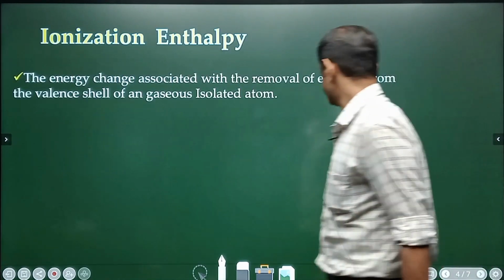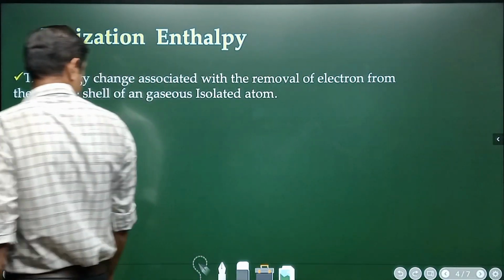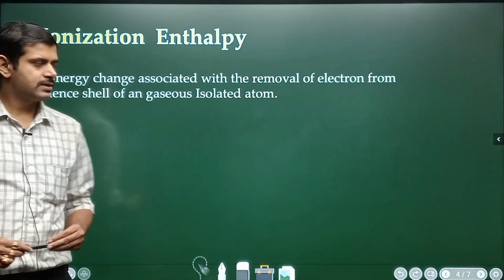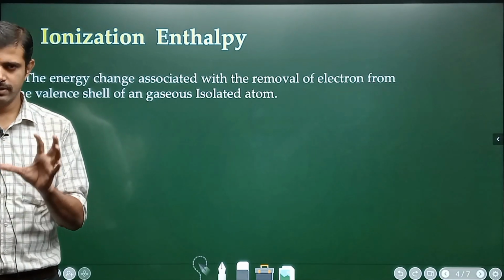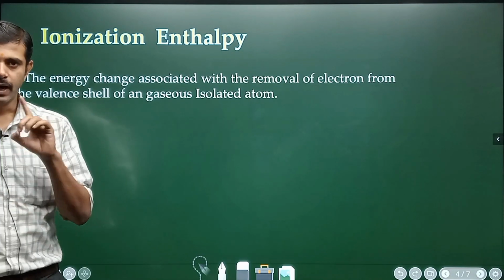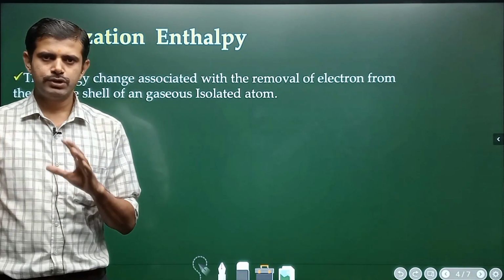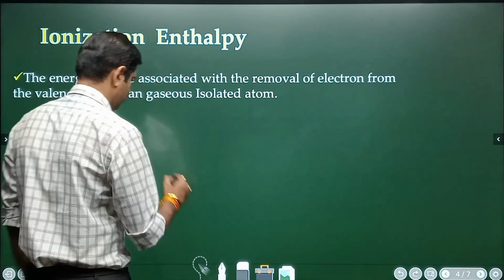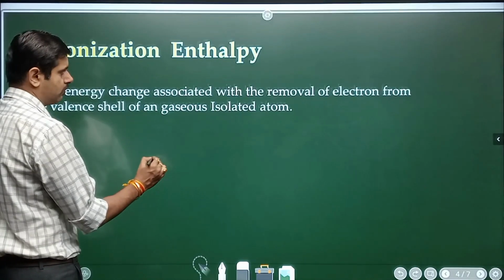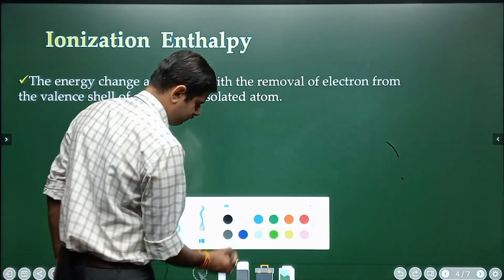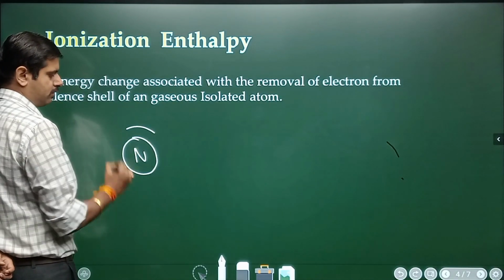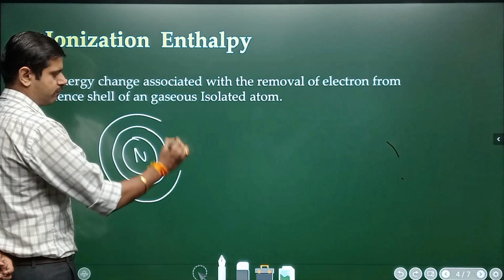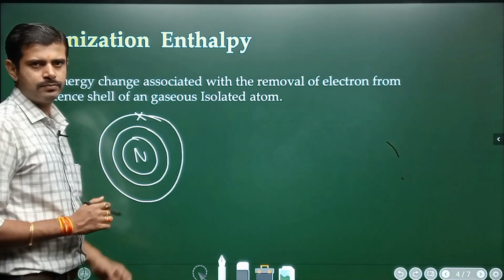Next is ionization enthalpy. What is ionization enthalpy? It is the amount of energy given to any gaseous isolated atom. Gaseous means it should be in a gaseous form. Isolated means it should be isolated from the whole world, it should not have any force of attraction from somewhere.